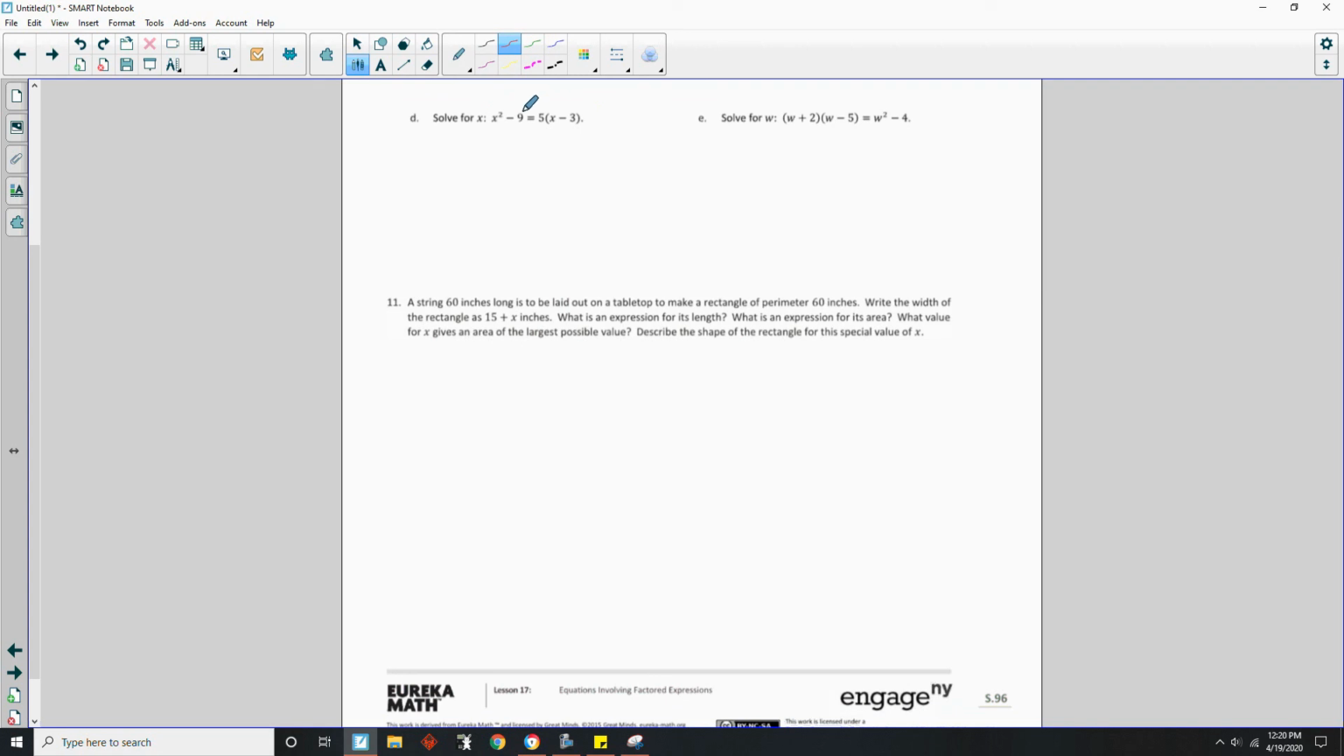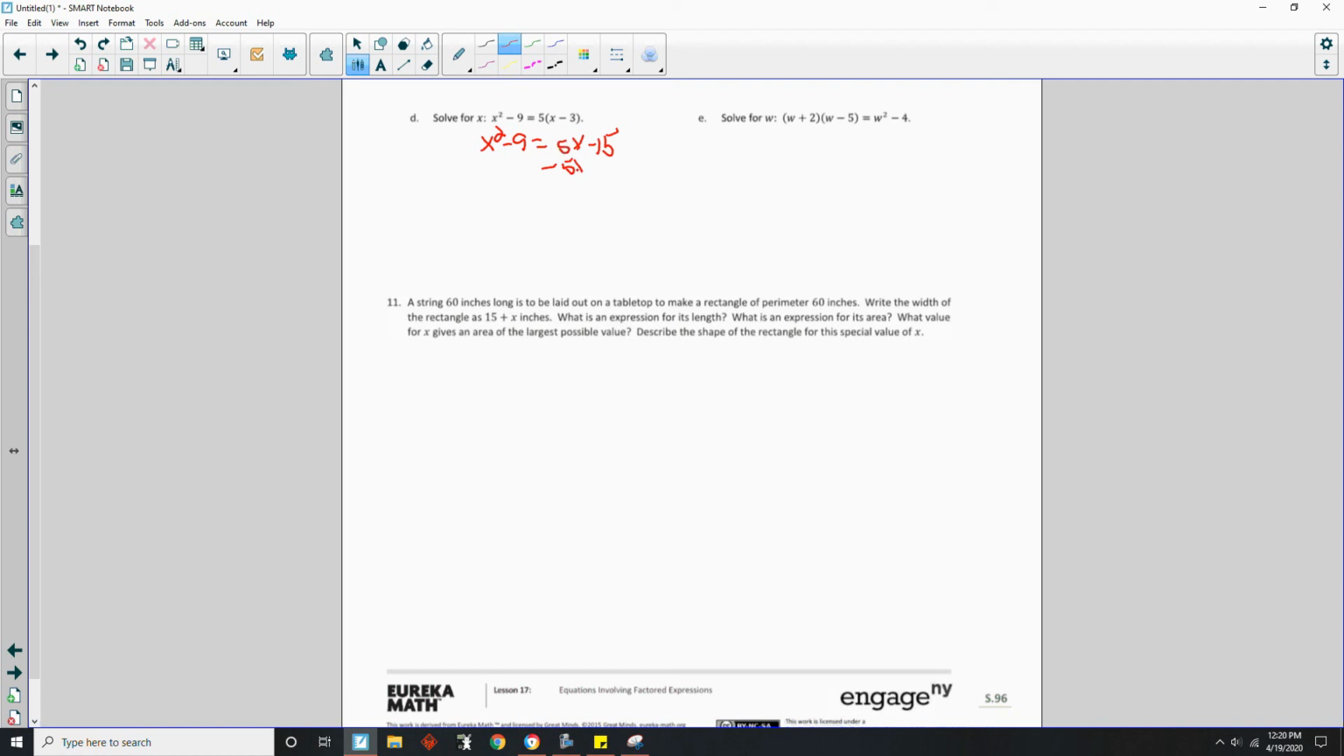Solve for x. X squared minus 9 equals 5 times x minus 3. Okay. Let's see. X squared minus 9. I could distribute, move everything over, blah, blah, blah. Let's try that. So this would be x squared minus 9 equals 5 times x is 5x. 5 times 3 is 15. Positive times a negative is negative. So I have x squared minus 9 equals 5x minus 15.